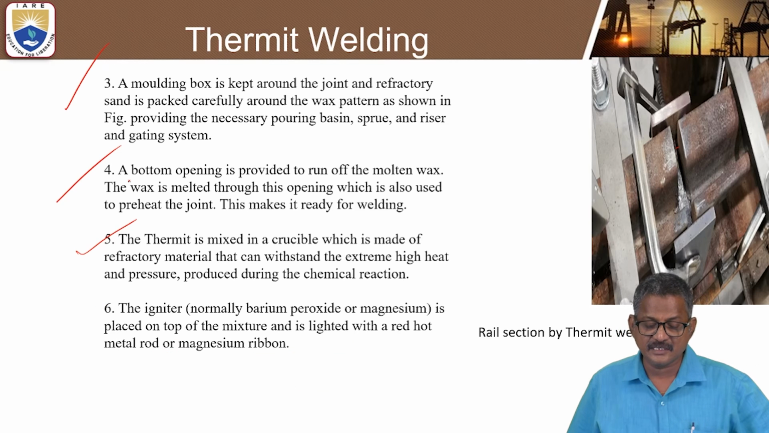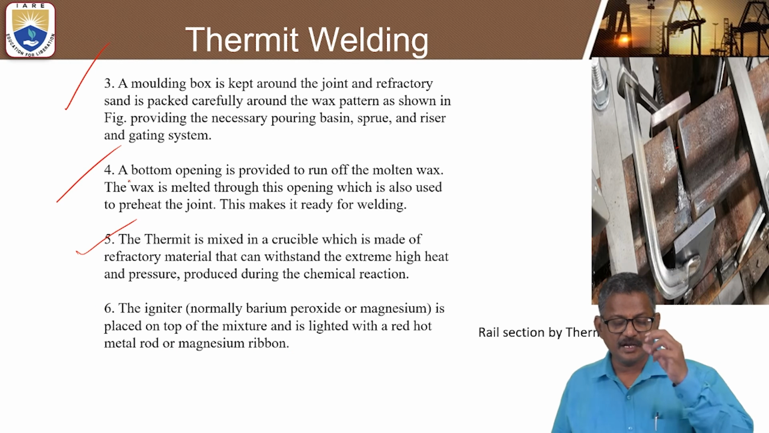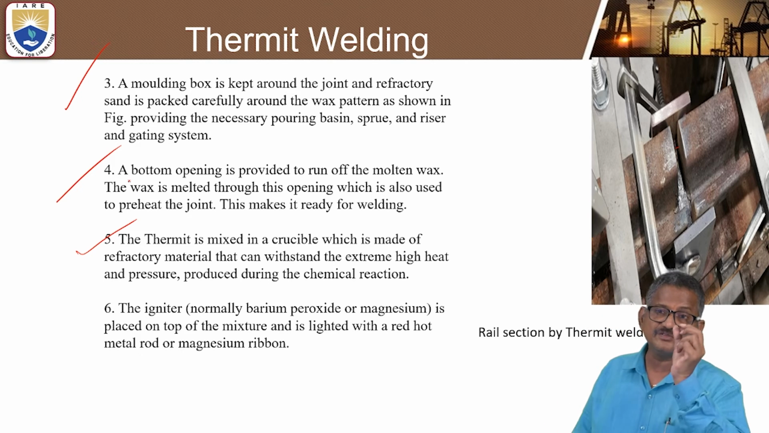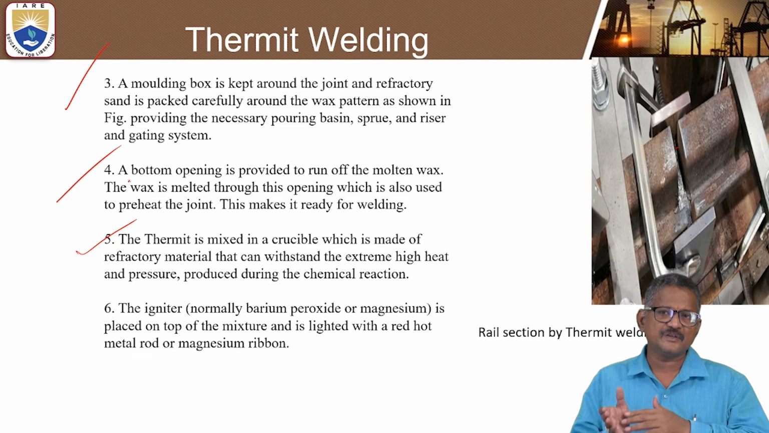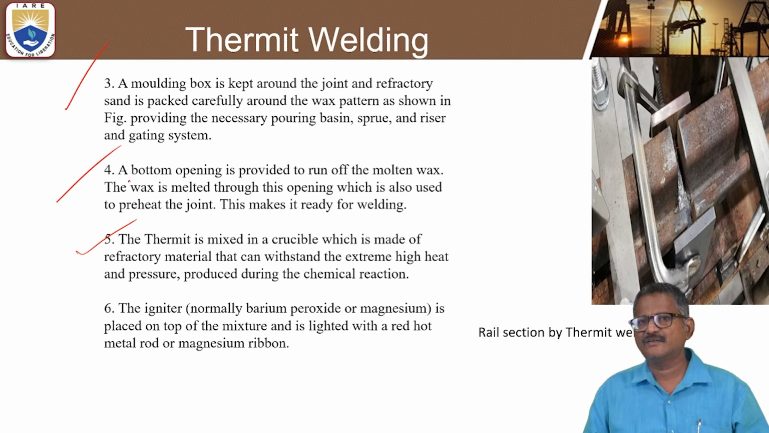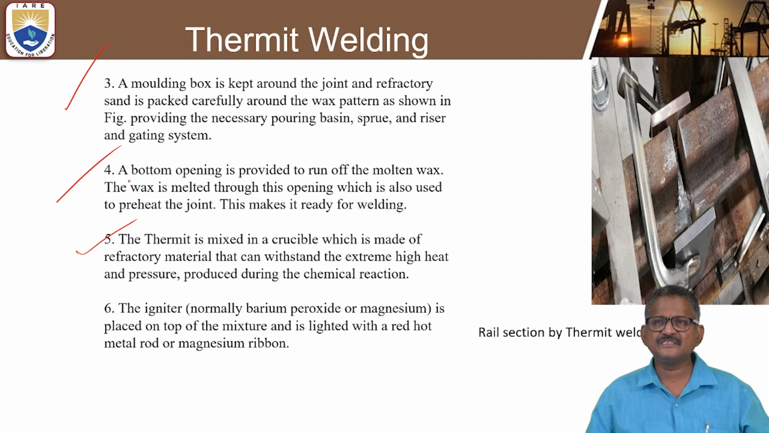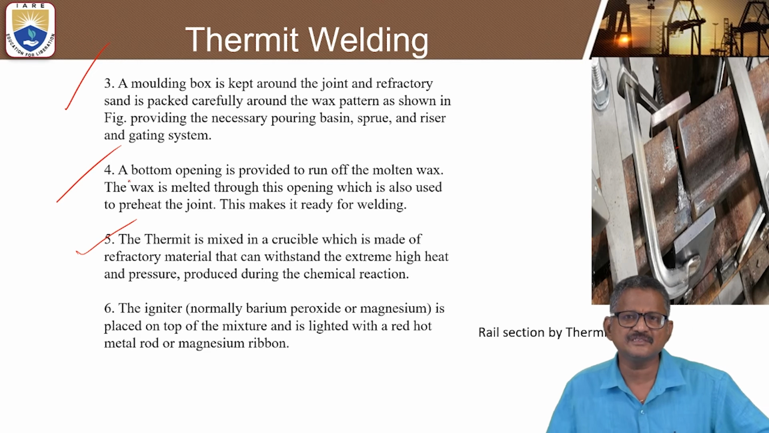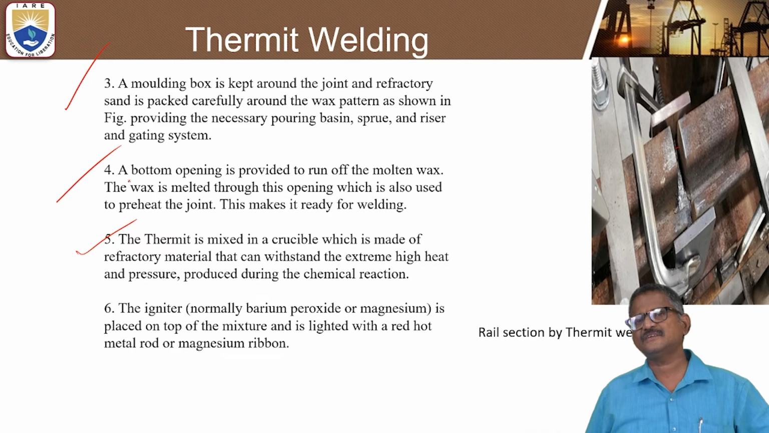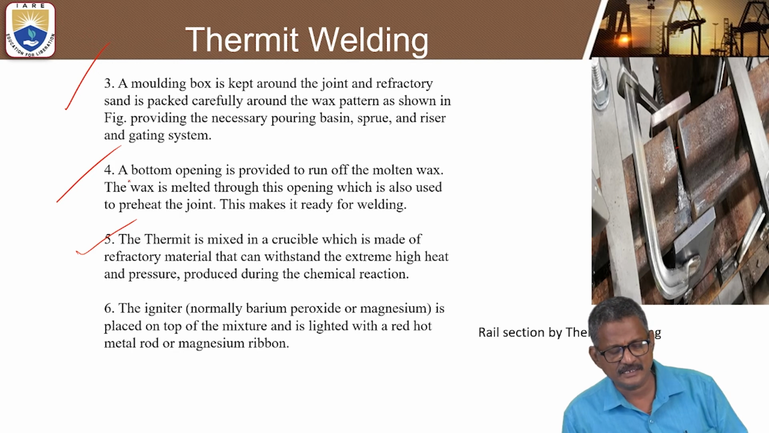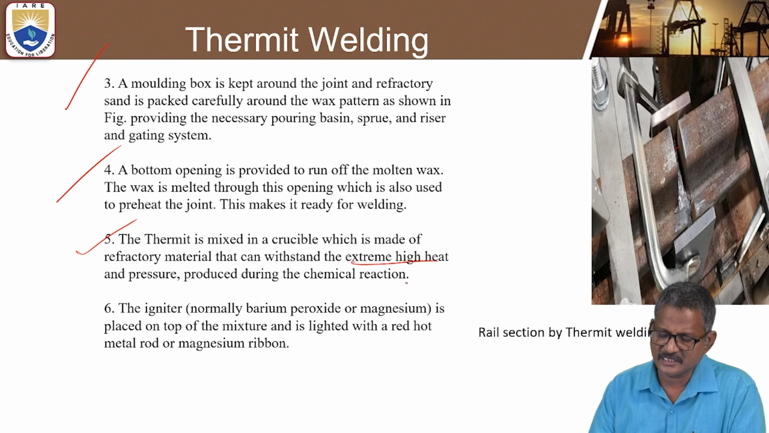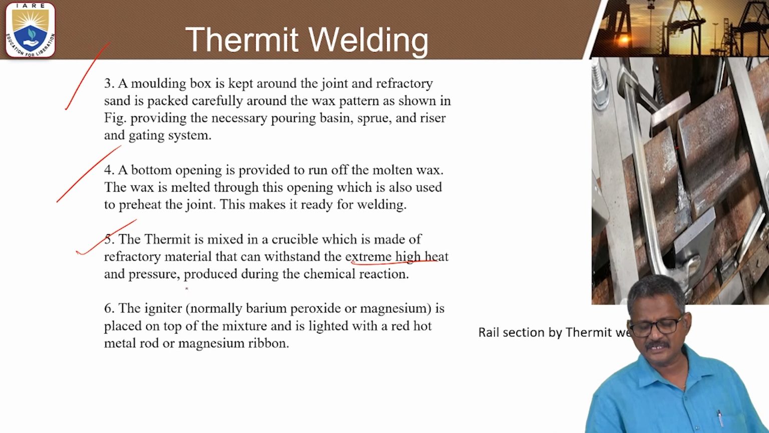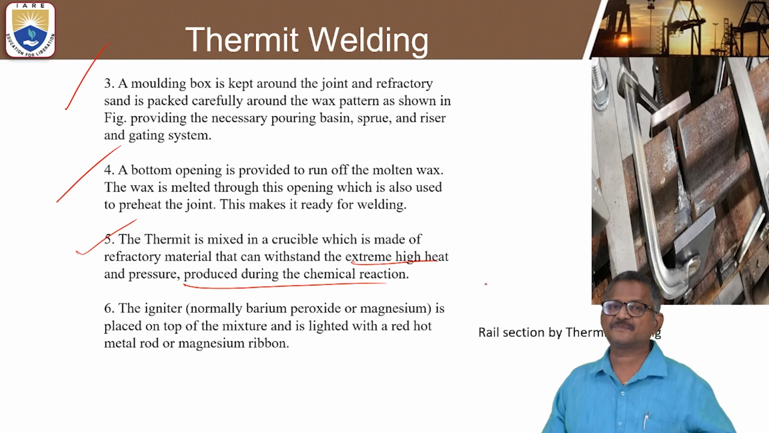There is a bottom box, and the bottom opening is provided majorly to run off the molten wax. The wax is melted through this while operating, which is used to preheat the joint. This makes it ready for good work. Another thing is the thermite mixed in a crucible made of refractory material that withstands the high temperature, heat and pressure produced during the chemical reaction.